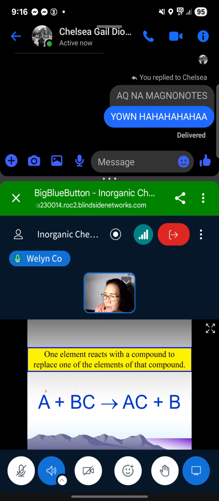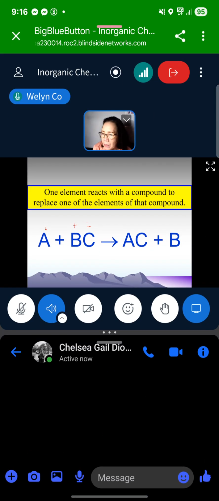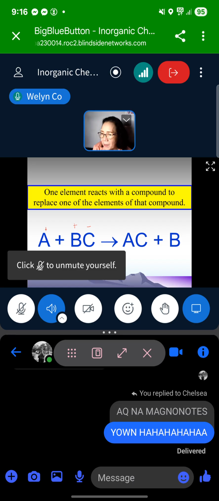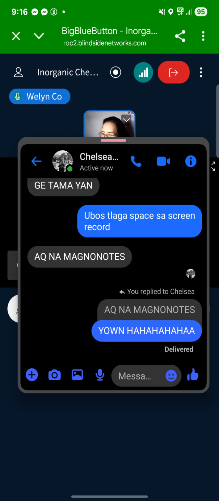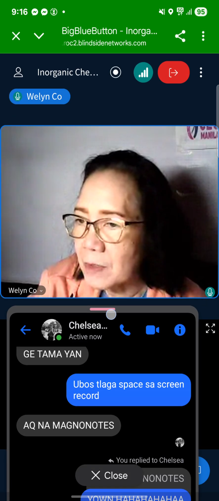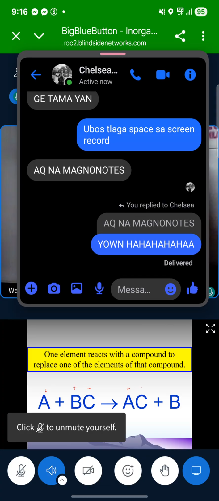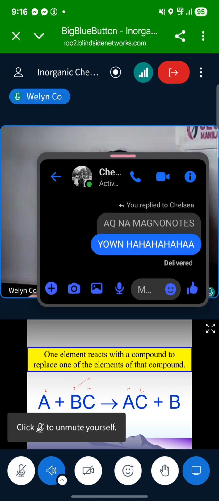In a compound, you always have to write the positive ion first, followed by the negative ion. It must not be interchanged. That would be maintained. So if the electronegativity or the strength of element A is greater than that of element B in the compound, A can replace B to form a compound of AC, making B a free element. That's it. Okay?